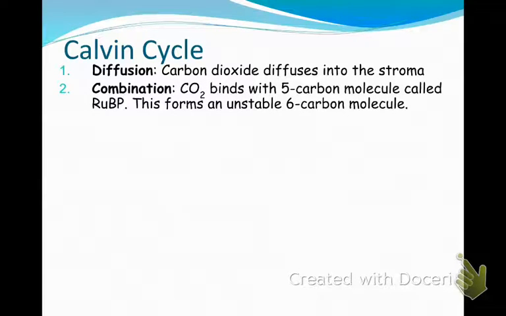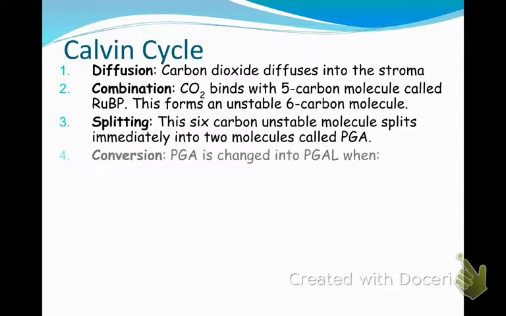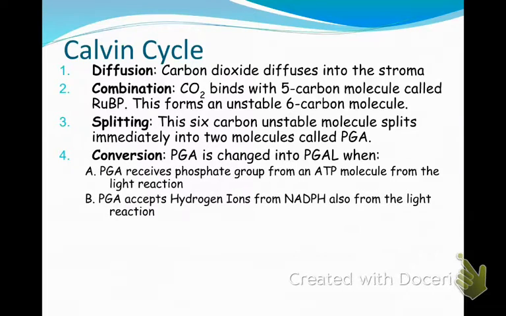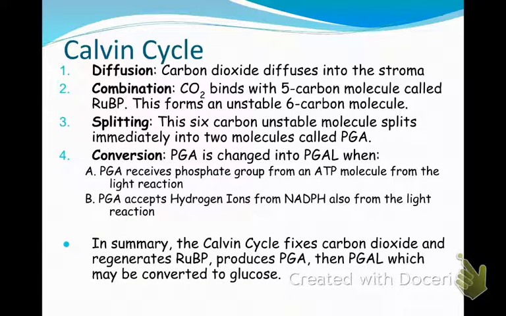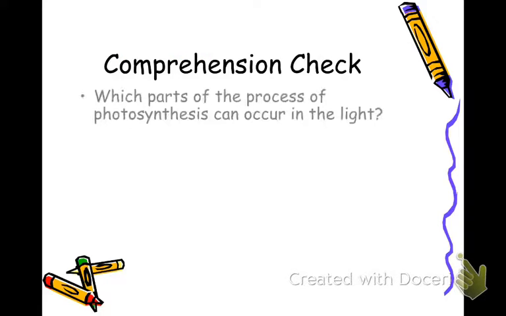Okay, so here is an overview. More detail than you need. In summary, the Calvin cycle fixes, that means it traps or holds on to the carbon dioxide, specifically the carbon, and regenerates, remakes, the RuBP at the end of the cycle. And then the PGAL is what gets turned into glucose.